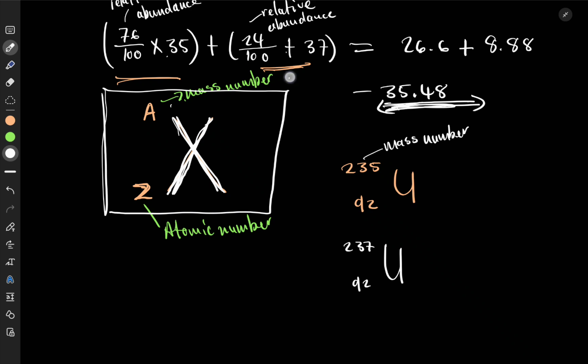Mass number tells you protons plus neutrons. Atomic number tells you protons. So you can then find whatever you want, right? This one will be protons plus neutrons.